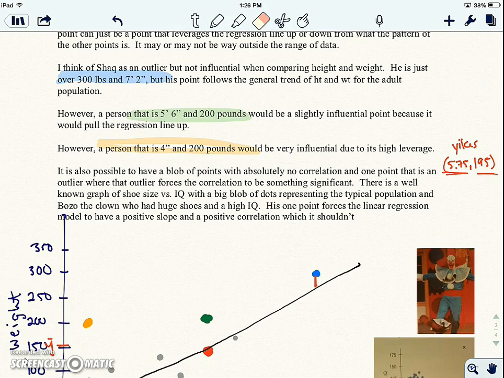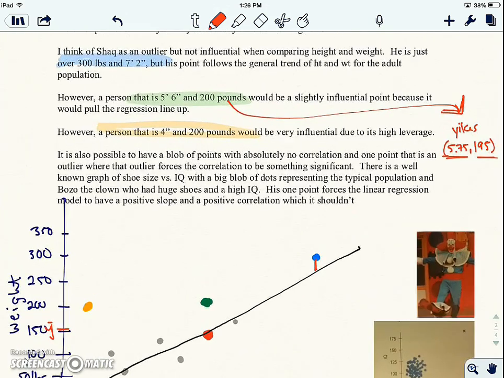However, a person that is 5 feet 6 inches tall and 200 pounds would be slightly influential because it pulls the regression line up. And this was funny for me because I looked it up, and this is now almost the average weight and height of the American man. Okay, not quite, 5'6" instead of 5.75.